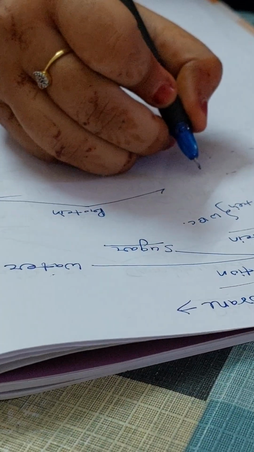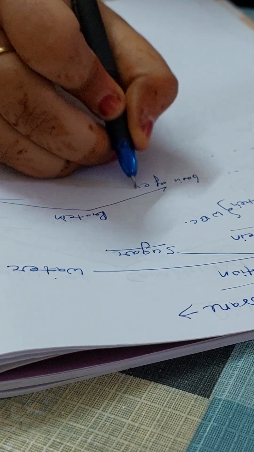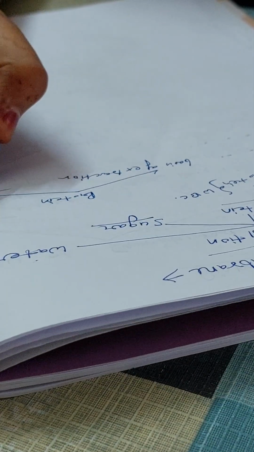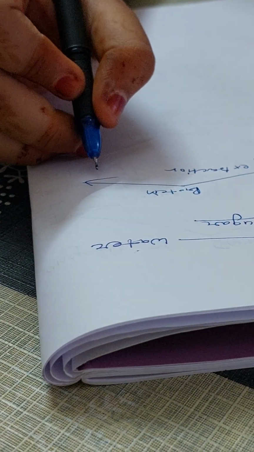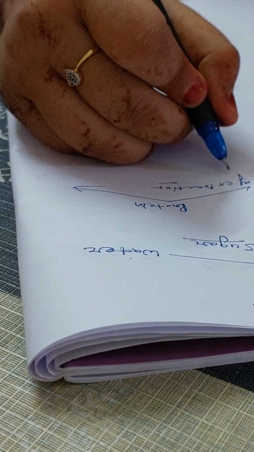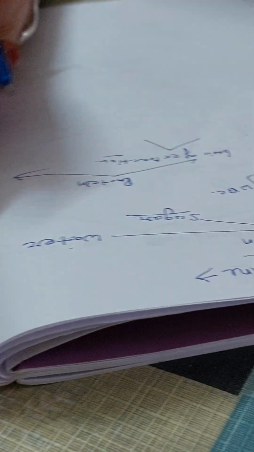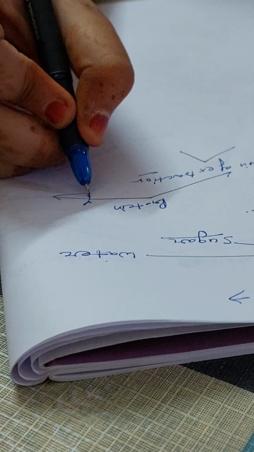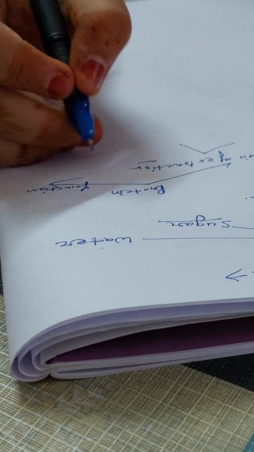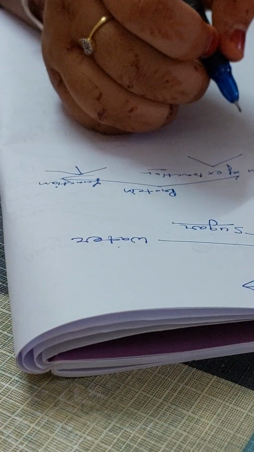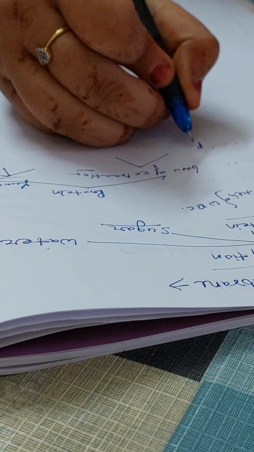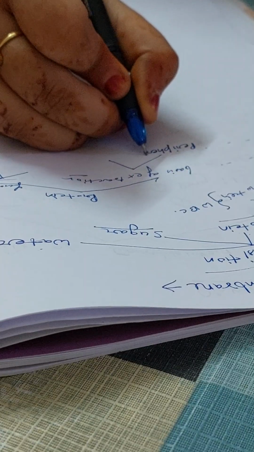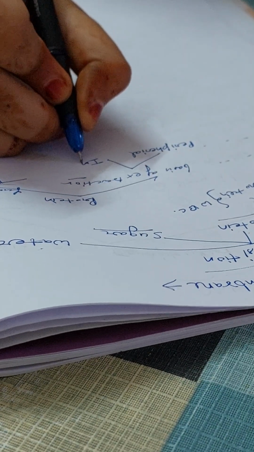And now protein. Protein is divided on the basis of extraction and on the basis of function. Extraction has two types, and function has three. On the basis of extraction: peripheral and integrated.